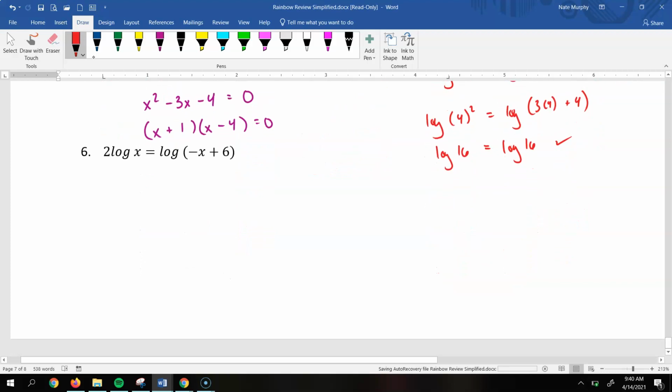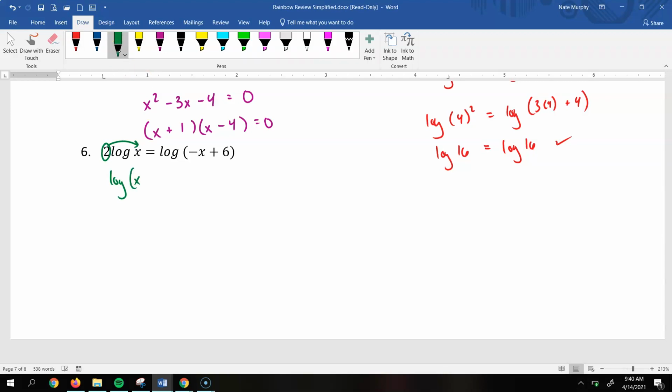Let's look at the last one. So the last one, we're going to do the same way. This 2 would be an exponent for the x, so this would be the same as a log of x squared. On the right, we'd have the log of negative x plus 6. So again, we could take the inverse log of both sides to get rid of the logs, because essentially what we're trying to figure out is what value for x would make these two sides equal. So another way would just be to ignore the logs, because we're trying to figure out what values for x would make the log of x squared equal the log of negative x plus 6.